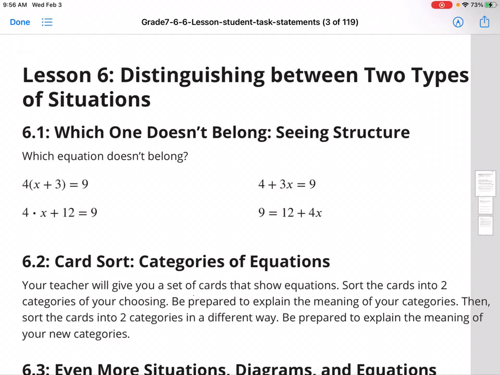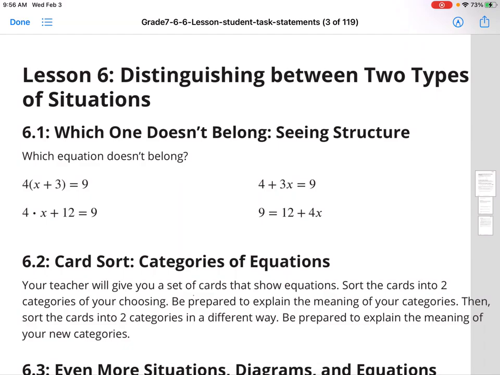Okay, Unit 6, Lesson 6, you are distinguishing between two types of situations. So 6.1, it wants to know which equation doesn't belong. So first I want you to look at the equations and then decide which one does not belong and explain why you think that one doesn't belong.